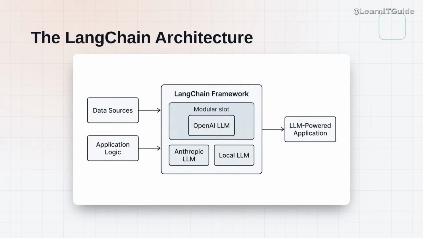What is LangChain really? Think of it like a shipping container for your AI logic. It does not matter if you are using OpenAI, Anthropic, or an open source model running on your local machine. LangChain treats them all as interchangeable components. You define your chain of logic once, and swapping the underlying model becomes a single-line configuration change. That is the power of abstraction.